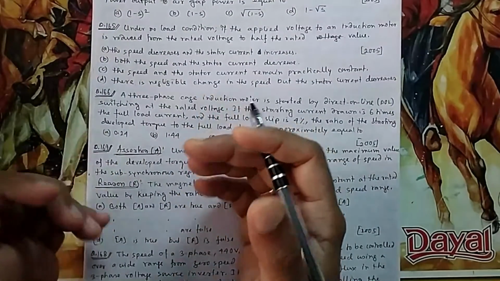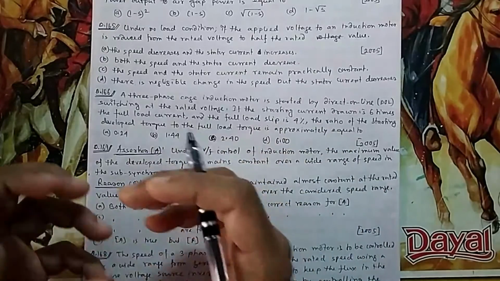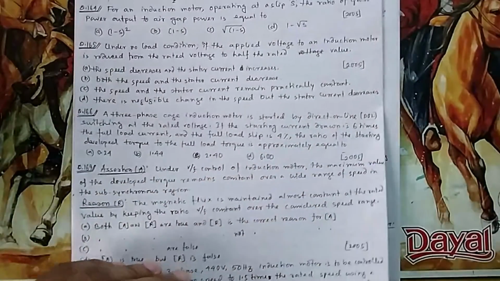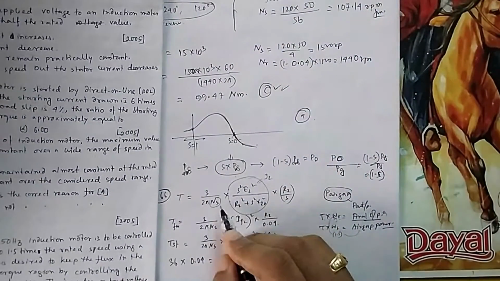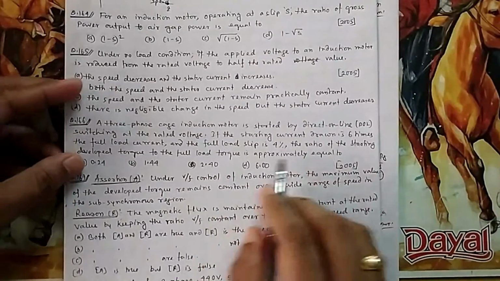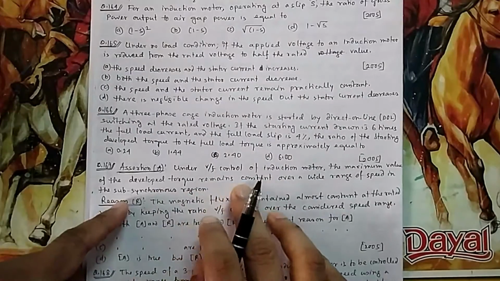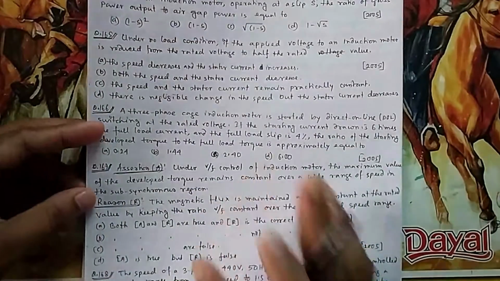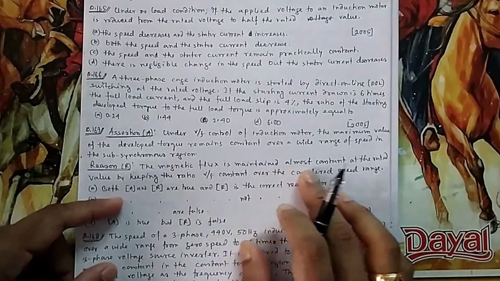If your phi remains constant, your E2 remains constant. So the current taken from the secondary side also remains constant. NS is constant, R2 is constant. So what happens? This doesn't change, so your developed torque remains almost constant. So A is correct.